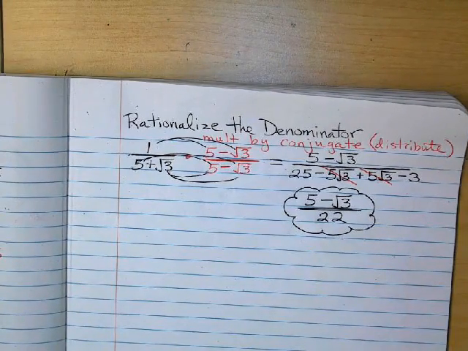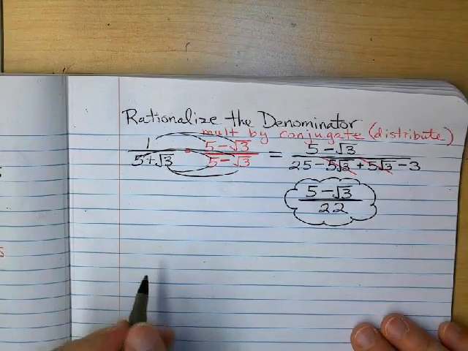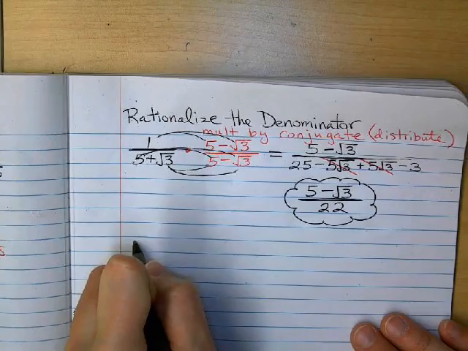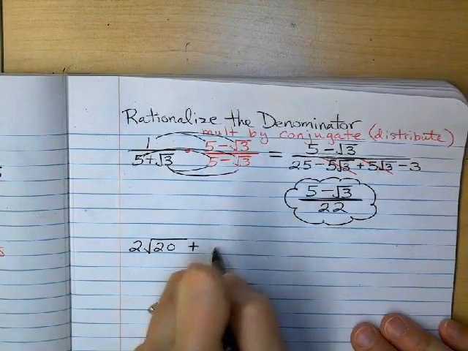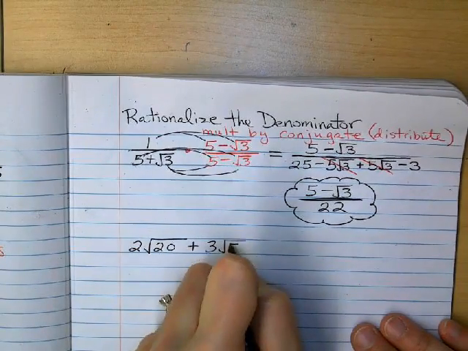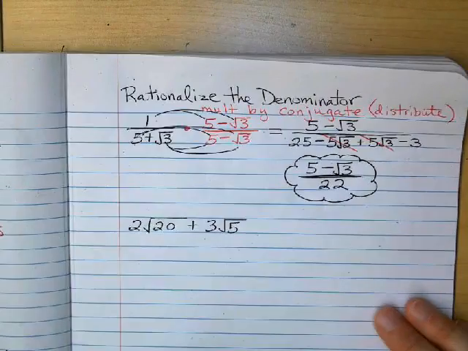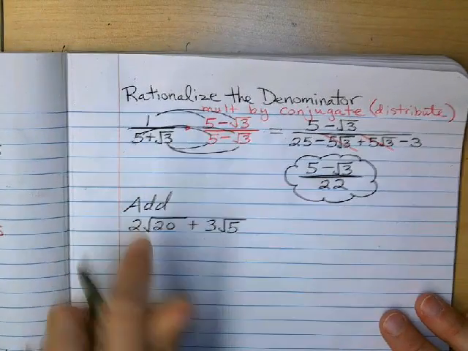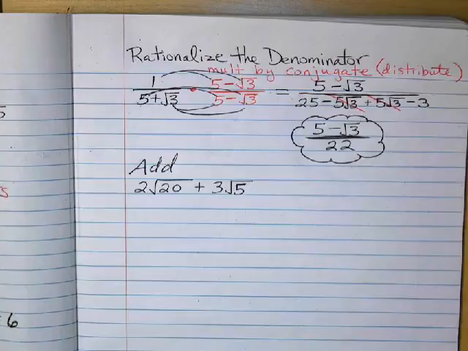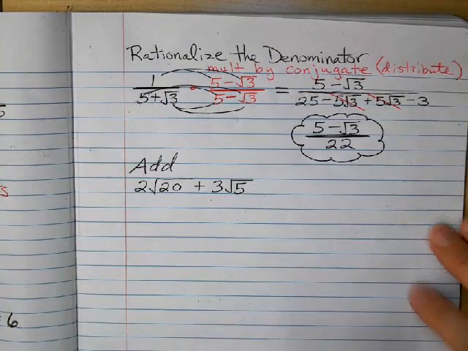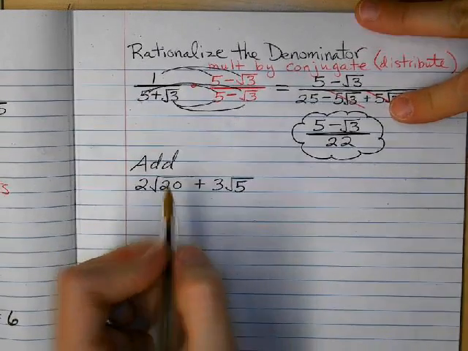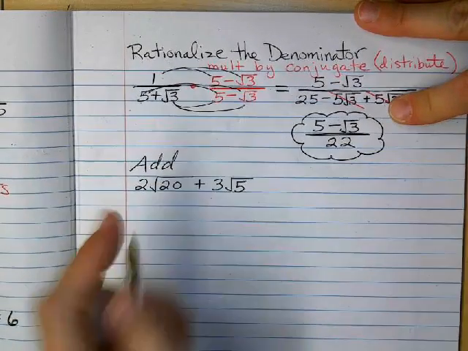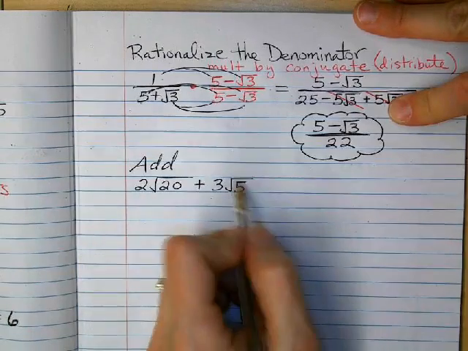Okay, what if they had you do something like 2 square root of 20 plus 3 square root of 5? What if you have an addition problem? See, it's adding. These radicals, this one says radical 20 and this one says radical 5. They call those radicals or square roots.